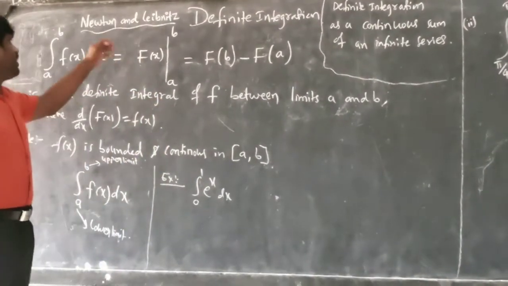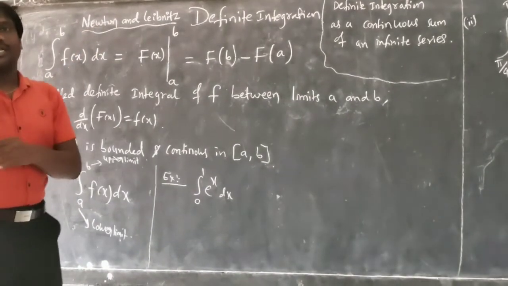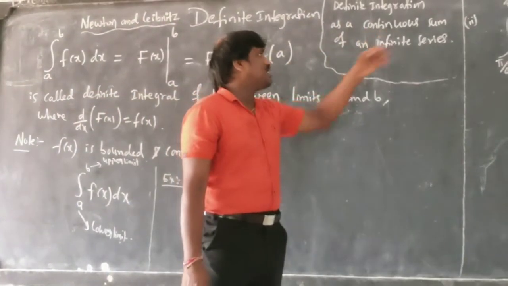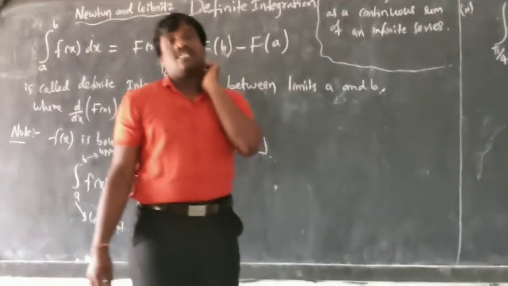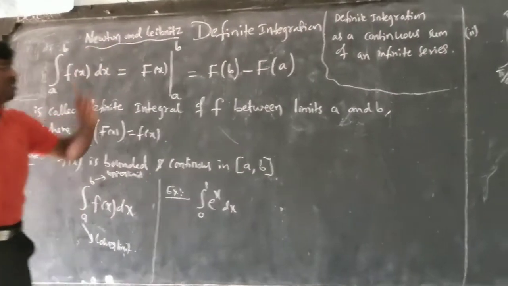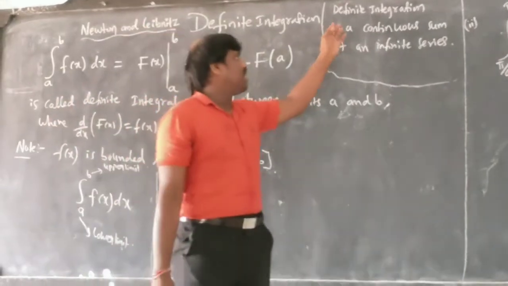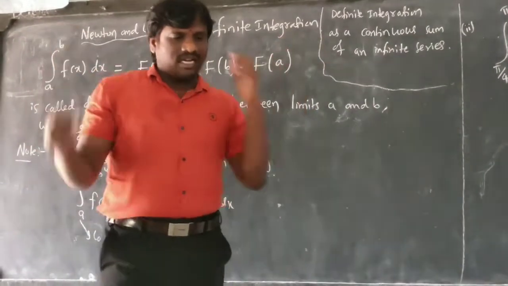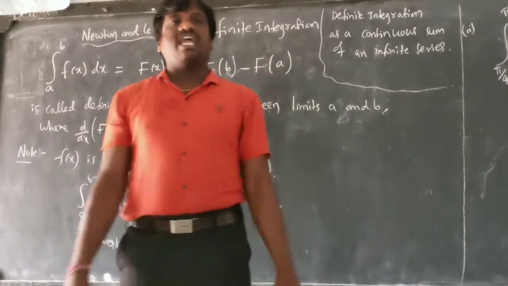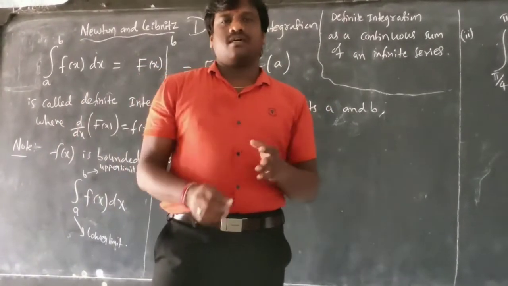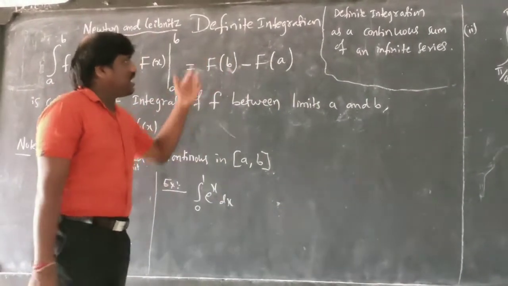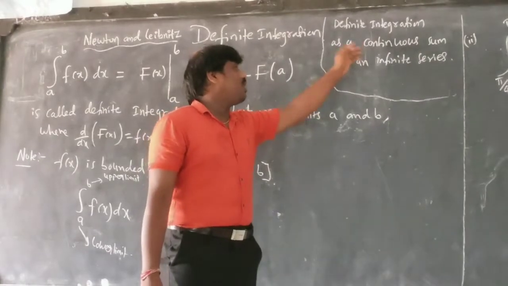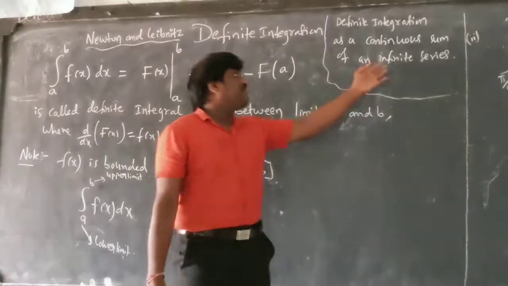Actually, the most genius persons like Newton and Leibniz defined definite integration as the continuous sum of an infinite series. Leibniz and Newton, 300 years back, derived definite integration as the continuous sum of an infinite series. In the olden days, it was very difficult to find the areas of irregular figures. At that time they used this technique and found the areas under the curve. All these things are what you call the first principle, the sum of an infinite series.